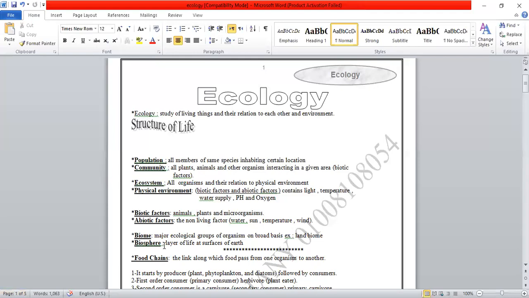Community means all plants and animals interacting in a given area, which are the biotic factors. What are biotic factors? The living creatures, all the living creatures in a certain area. That is the community. In a city like Mansoura, all the dogs, cats, humans, rats, all the creatures in Mansoura are called a community.